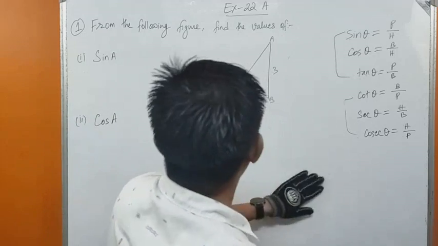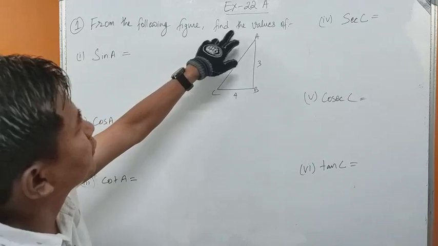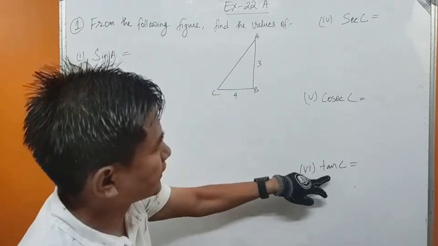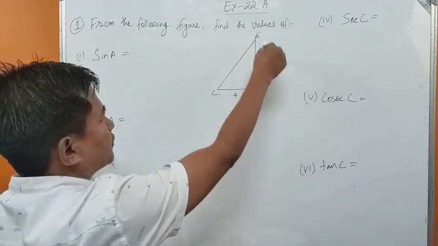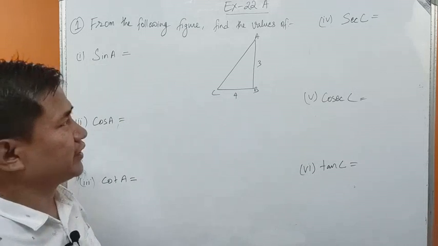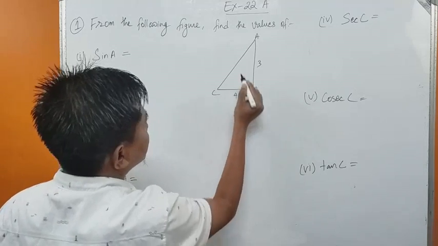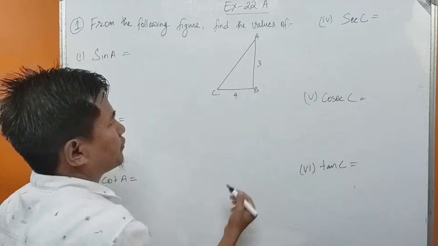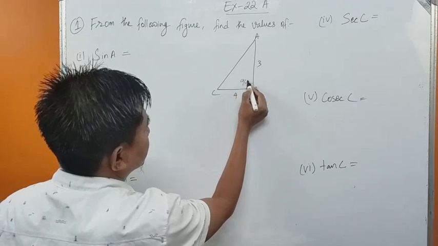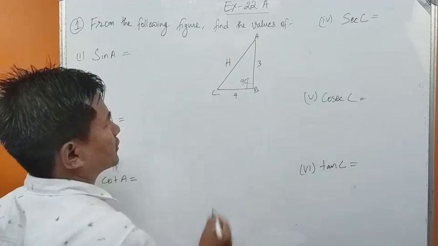Now let us start solving the questions. From the following figure, find the values of sin A, cos A, cot A, sec C, cosec C and tan C. This is the figure given to us. We have side AB and side CB. We don't have side AC. We know this is a right angle triangle, right angled at B, this is 90 degrees. Now the longest side is AC and this is called hypotenuse.